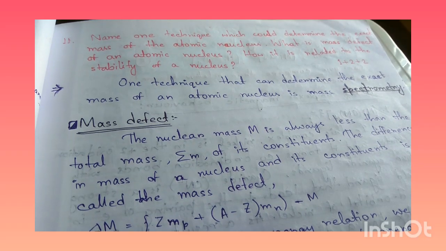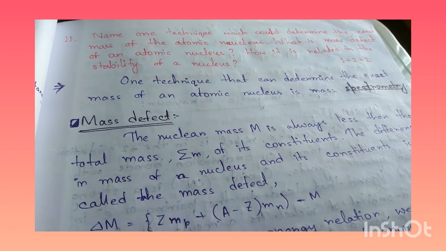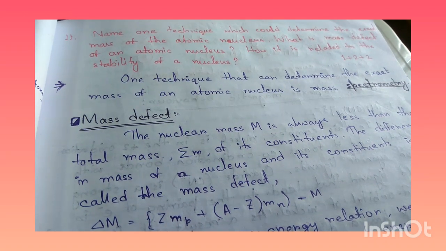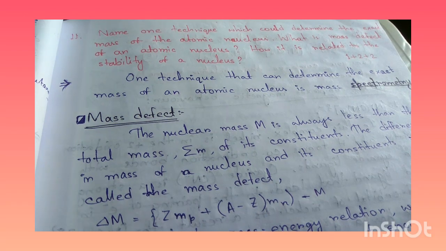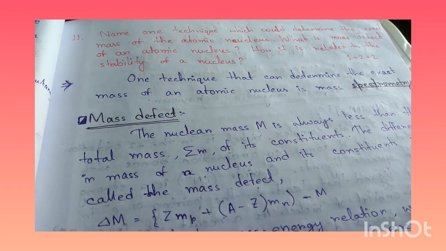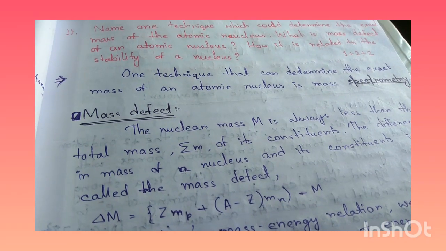Our first question is, name one technique which could determine the exact mass of the atomic nucleus. What is mass defect of an atomic nucleus? How is it related to the stability of a nucleus? So here is the answer.